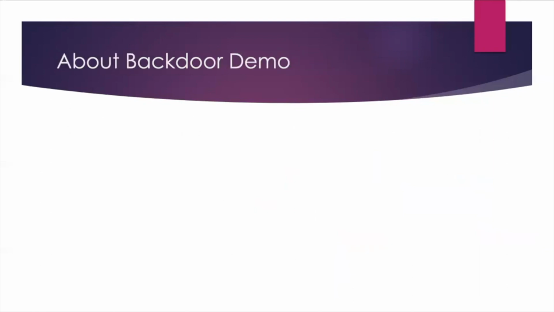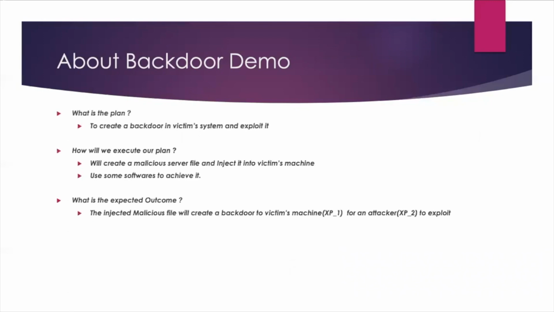Now, before starting with the demo of the backdoor, I'd like to mention the plan for the demo. We'll see what our plan is, how we will execute our plan, and what the expected outcome is. Our plan is to create a backdoor in the victim system and exploit it. How will we execute our plan? Firstly, we'll create a malicious server file and inject it into the victim machine. We'll use some software to achieve it, for example, ProRat in this case. What is the expected outcome? The outcome we are expecting here is, after we have injected the file and created a backdoor in the victim machine, that is XP, we'll use another machine to exploit it.